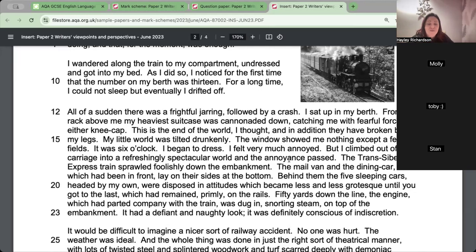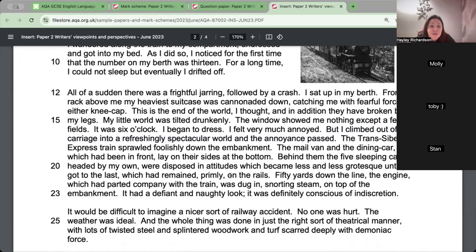But I climbed out of the carriage to a refreshingly spectacular world, and the annoyance passed. So now he's feeling better. A lovely long sentence with some longer vocabulary, some more advanced vocabulary compared to it was 6 o'clock. I began to dress. I felt very much annoyed. Yeah. The Trans-Siberian Express train sprawled foolishly down the embankment. The mail van and the dining car, foolishly, so another personification, lay on their sides at the bottom, really real personification in both of them, referring to the train as a she or a her.